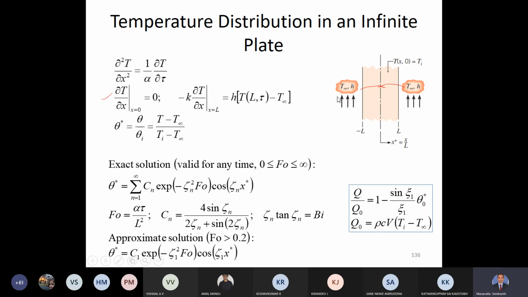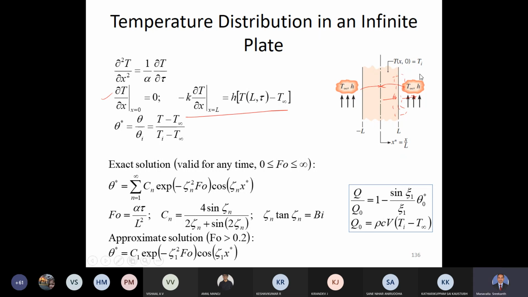And at the surface, we have convection heat transfer. So k ∂T/∂x, where k is the conductivity of this material multiplied by ∂T/∂x, the thermal gradient at the surface at x equal to L. This is the heat flux due to conduction, which should be equal to the heat flux due to convection. So heat conducted at this point should be the same as the heat convected. If you take a control volume at this point and write the energy balance equation, heat conducted is equal to heat convected. So that is what this is. These are the two boundary conditions.